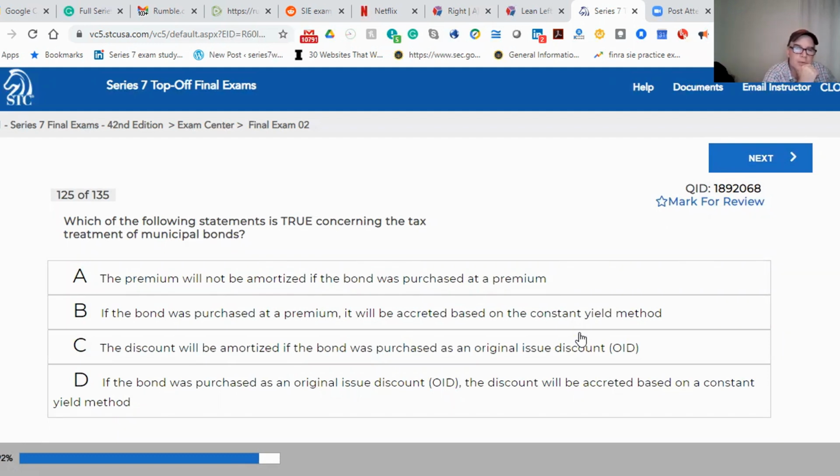The Muni will not be amortized. No, all Muni premiums have to be amortized, using the constant yield method. We'll come back to that. The discount will be amortized. No, it's not a discount, because that would be accreted, if anything. A bond was purchased as OID. If the bond was purchased as an OID, the discount will be accreted based on a constant yield method. Interesting.